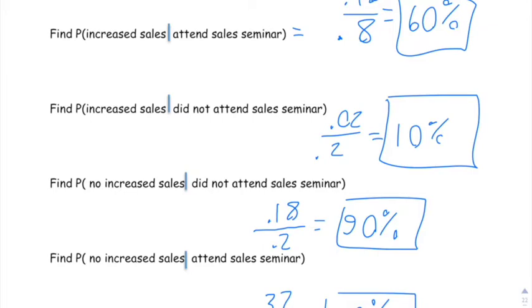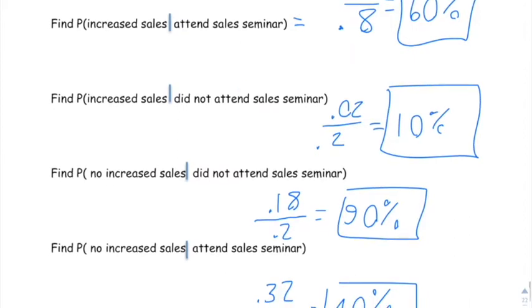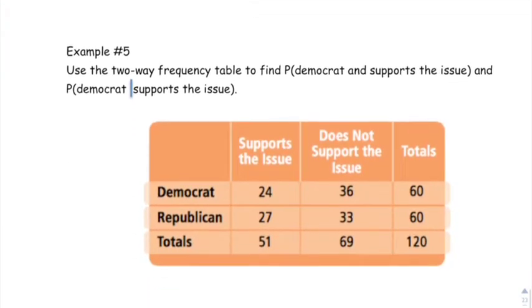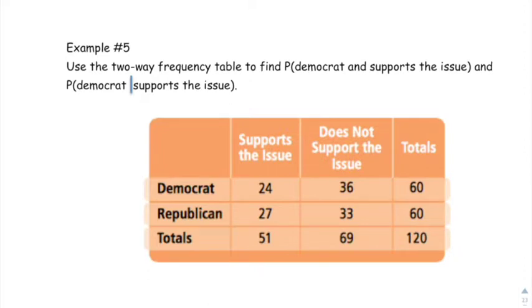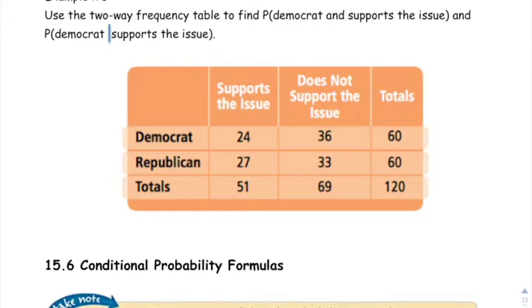Notice for the people that attended the sales seminars, 60% of them increased their sales, and then 40% did not increase. Notice that adds up to 100. And for the people that did not attend the sales seminar, 10% increased their sales and 90% did not increase their sales. Notice that also adds up to 100%. That goes back to the property that the probability of something happening and something not happening should add up to 100%. Then you have different categories, so you have to look at it differently.